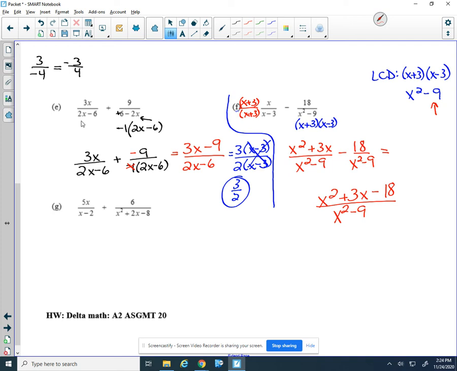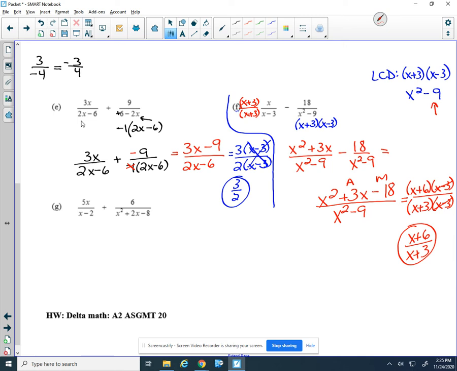from here, we're just going to see if these factor. It looks like a trinomial with a potential to factor in the numerator. I know my denominator factors into x plus 3, x minus 3. For my numerator, numbers that add up to 3 and multiply to -18 are positive 6 and -3. So now we see we have that common factor of x minus 3. So this final answer is x plus 6 over x plus 3.